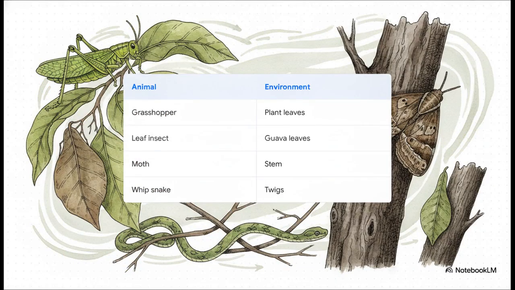What this does is create a highly specialized lock-and-key system between an animal and its exact habitat. A green grasshopper thrives specifically among green plant leaves. A leaf insect has evolved to perfectly mimic guava leaves. A moth vanishes against a stem, and a slender whip snake looks exactly like the twigs it rests on. If you remove any of them from that specific backdrop, say dropping that green leaf insect right onto a dark brown tree trunk, their ultimate survival superpower instantly becomes a massive liability.